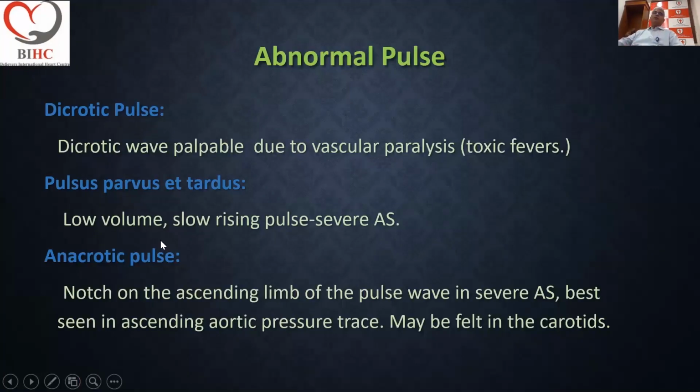In the past, we used to speak of a dicrotic pulse in toxic fevers, the slow volume, low rising pulse in aortic stenosis, the anacrotic pulse when there is a shoulder on the aortic notch. These things may not be recognized easily. They're essentially when there is an arterial trace.